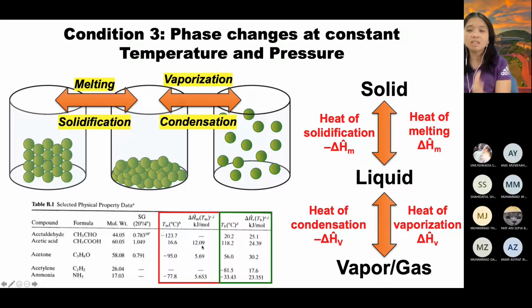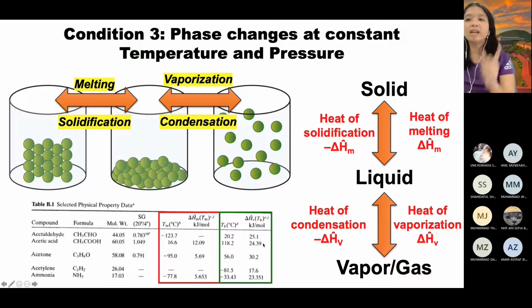On the other hand, acetone liquid to acetone solid, the enthalpy will be negative 12.09 sebab liquid to solid dia negatifkan sahaja heat of melting itu. So same concept, acetic acid from liquid to vapor. So from liquid to vapor, the heat of vaporization is 24.39. On the other hand, from acetic vapor to acetic liquid condensation, the enthalpy will be negative 24.39.